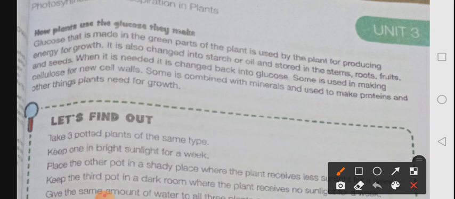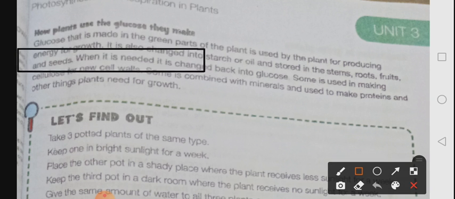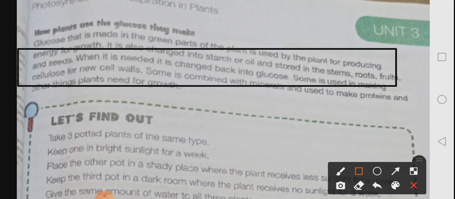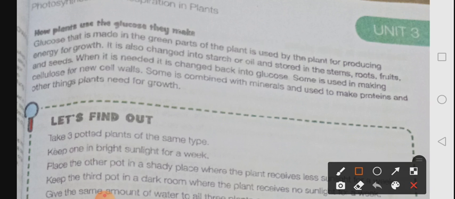They use it for producing energy or for growth. It is changed into starch or oil and then plants store it, because in autumn when the leaves fall the process of photosynthesis stops. So during this time plants use the stored food and they survive the autumn season.